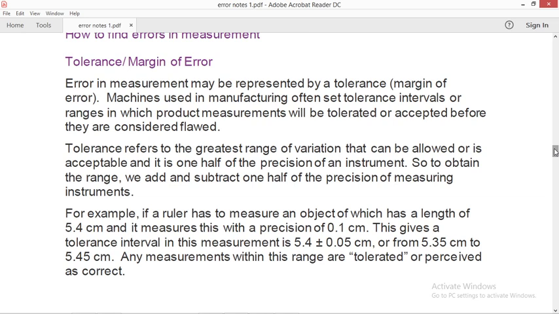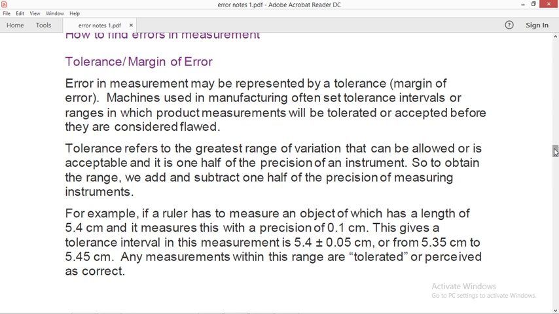Tolerance refers to the greatest range of variation that can be allowed or is acceptable, and it is 1/2 of the precision of an instrument. So to obtain the range, we add and subtract 1/2 of the precision of the measuring instrument.